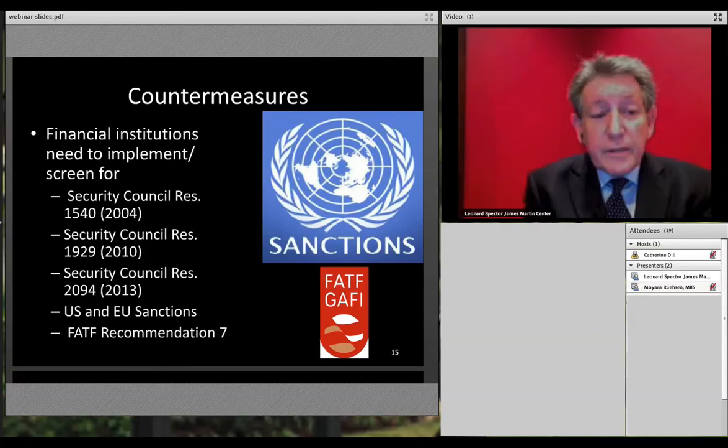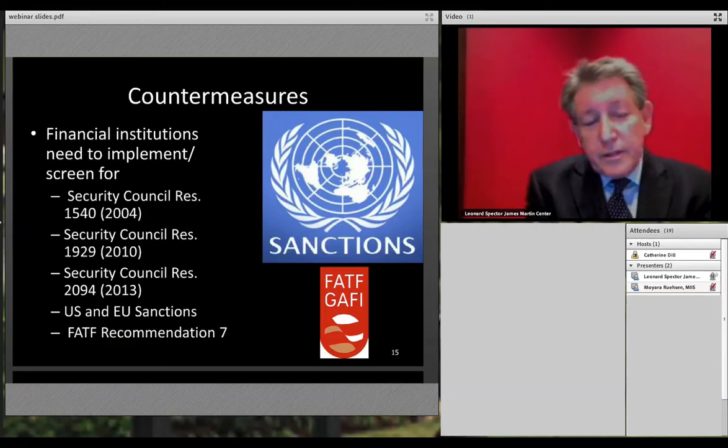Let's continue. So let me just talk about a number of these, a few words each. The sources of the rules that apply in these cases are UN Security Council resolutions. You see several of them listed there. US and EU sanctions, and then the Financial Action Task Force Recommendation 7. The Security Council resolutions have all been imposed under Chapter 7 of the UN Charter, which means these are binding resolutions. These are not simply voluntary declarations by the Council that states are free to adopt. They are required to adopt them.